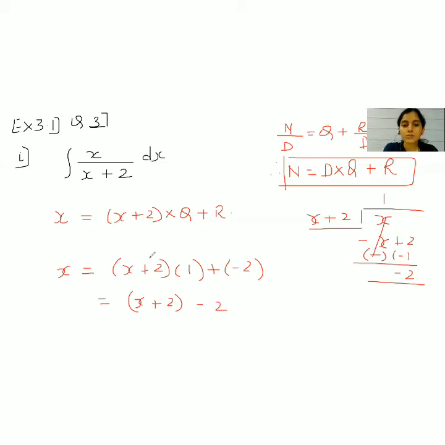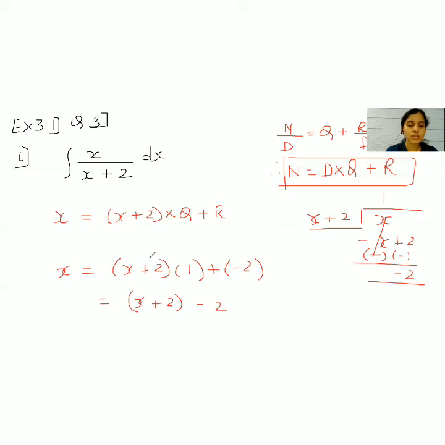Now why did I show you this long method? You could have used directly, I could tell you add and subtract 2 in the numerator. I could do that. But the reason I'm showing this is right now we have a very simple term for division. It's just x plus 2 in the divisor and x in the numerator. You could have longer terms also. And that time you should know the method, why I'm adding a particular term or dividing by a particular term. So we are going to use this as a generalized formula for any kind of division sum.